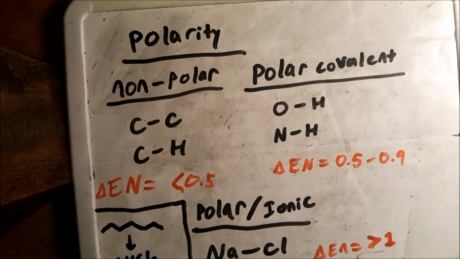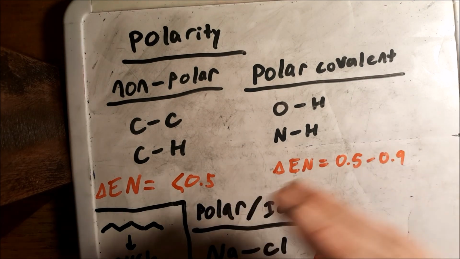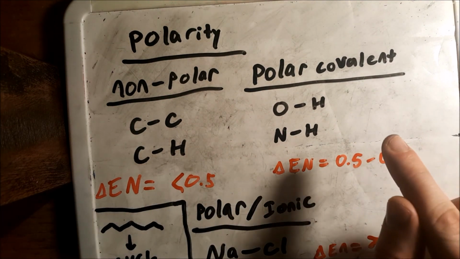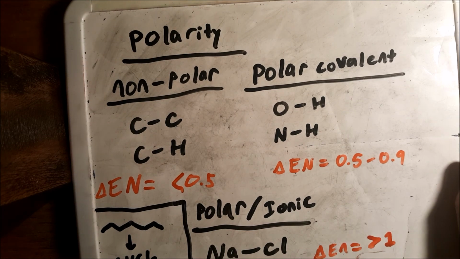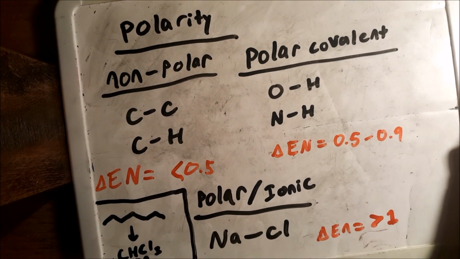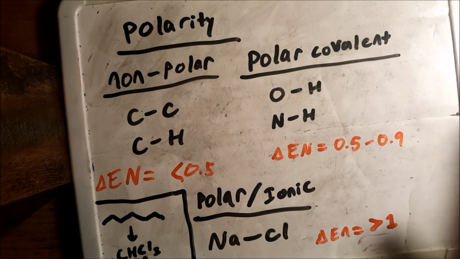Okay, one more thing, I think. Polarity. A few things about polarity. There are three types: nonpolar, polar covalent, and polar ionic. Nonpolar is when the difference in electronegativity is less than 0.5. Don't worry about these numbers. You can look at a table of electronegativity if you want and figure it out for yourself.